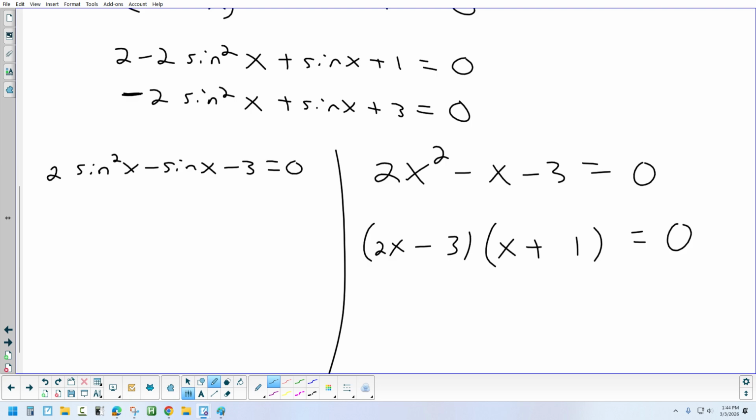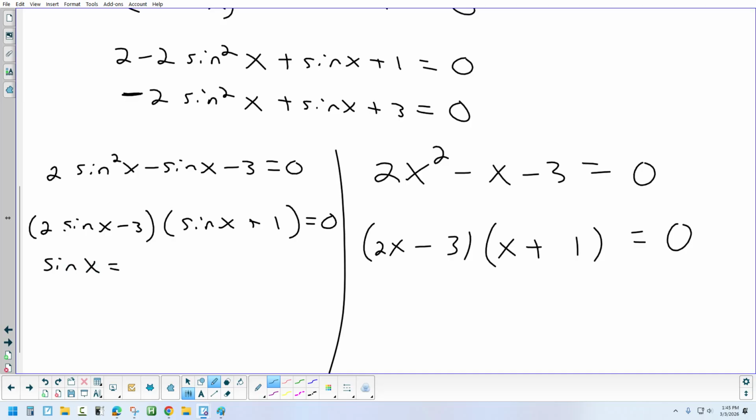Now do the same thing with sine. It's 2 sine x minus 3 and sine x plus 1. We just pretended that it wasn't a sine x, we pretended it was an x. So I just changed it back. And lastly, what do we do with each of those factors? Set them equal to 0. Perfect, set them equal to 0.